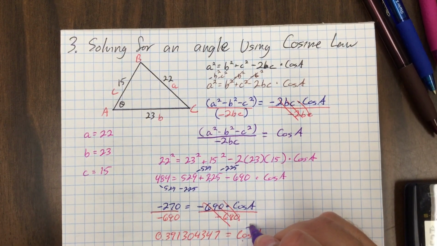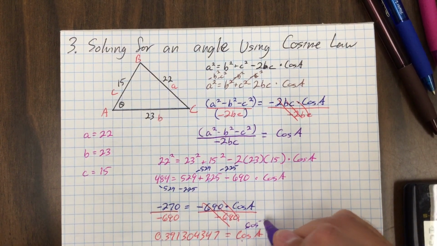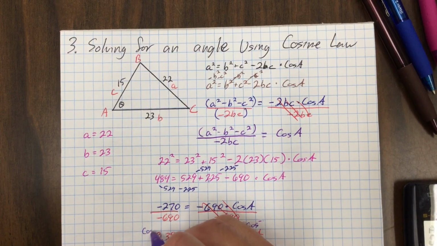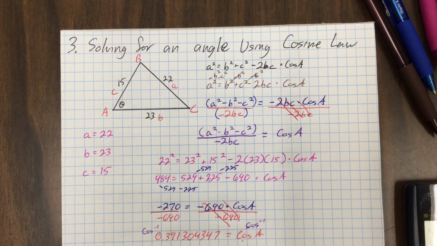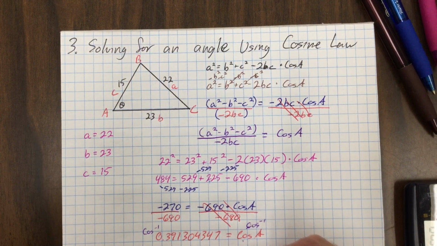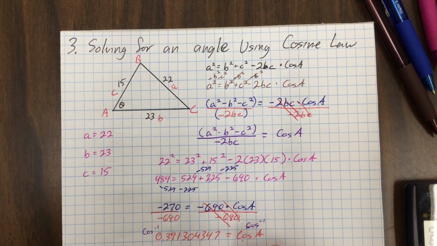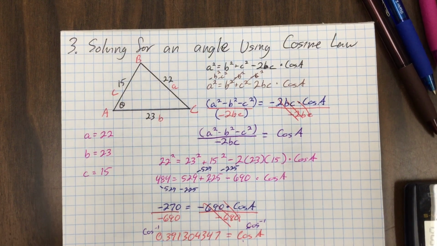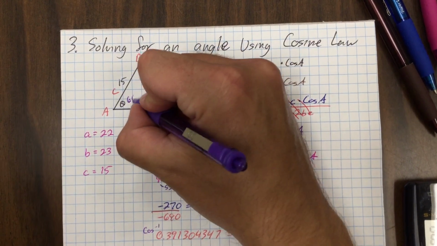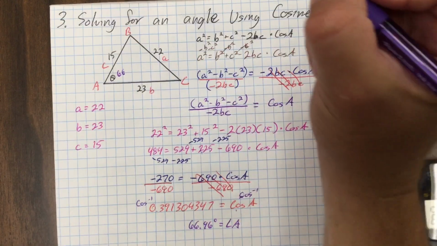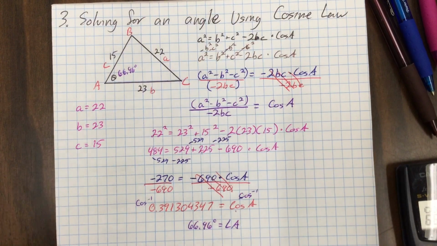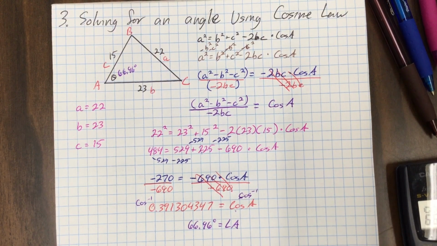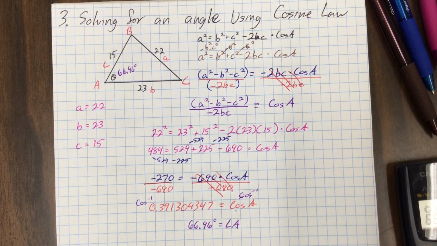Cos A, take the inverse cos, and angle A is equal to 66.96 degrees. And that is how we can find an angle using cosine law.